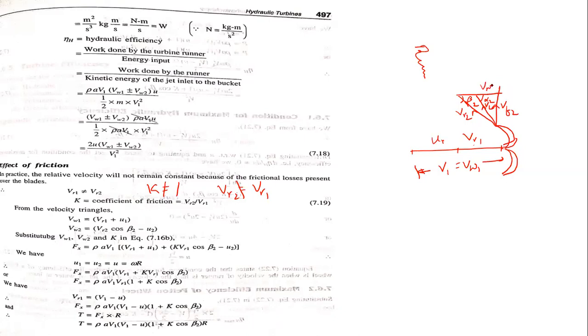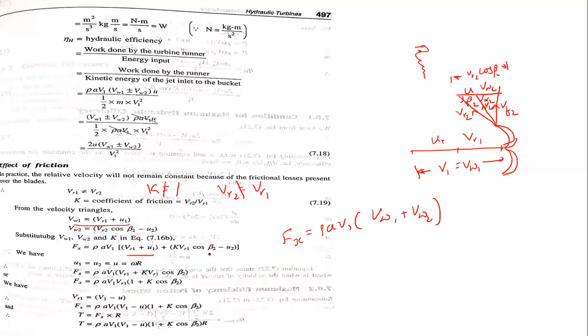This is VW2, VR2 cos beta 2, and this is U. So VR2 cos beta 2 minus U gives you VW2. So we have VW1, VW2 and K. In the same way, I am representing Fx as rho A V1 (VR1 plus U plus K VR1 cos beta 2 minus U2). We want Fx equal to rho A V1 (VW1 plus VW2). What is VW1 here? VW1 is VR1 plus U1, as I have represented here. And what is VW2?